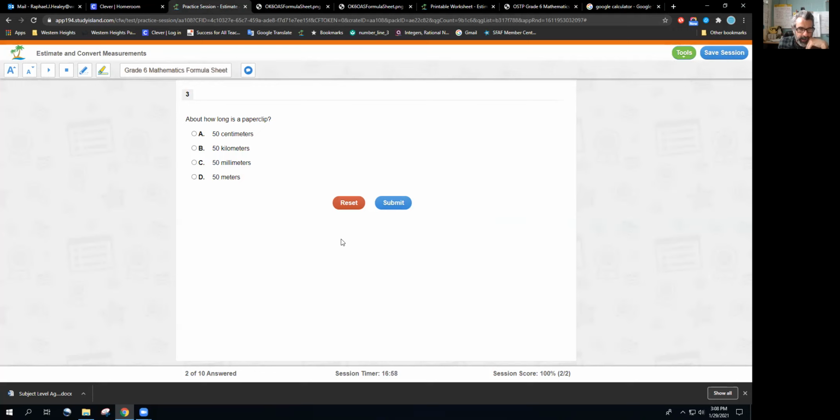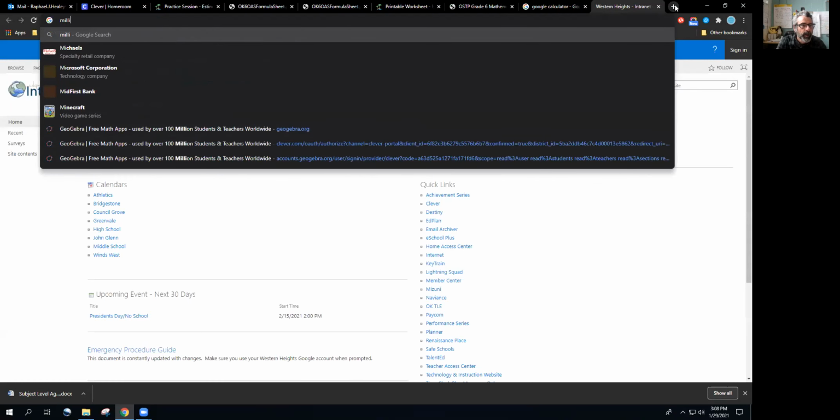But how long is a paperclip? Well, it's really small, right? Okay, so a meter is already long. A meter stick is pretty big. And then a centimeter is really small, but 50 is pretty big, right? So I think the key word is millimeter. Kilo is 1,000. Centi means 100. Centi is like a century. Kilo is 1,000. Milli means really small, like a thousandth. So if you get confused, you should look up the word millimeter. Let's look up the word millimeter right now.